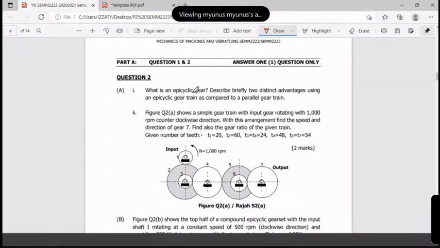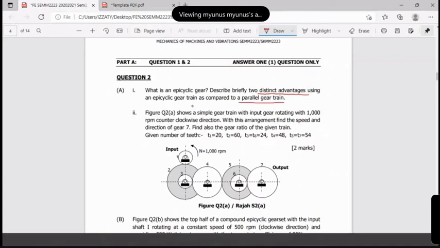What is the epicyclic gear? Everyone knows it's comprising of what? Sun, annulus. What else? Planet. Four main components. Describe briefly two distinct advantages of using the epicyclic train as compared to the parallel train.